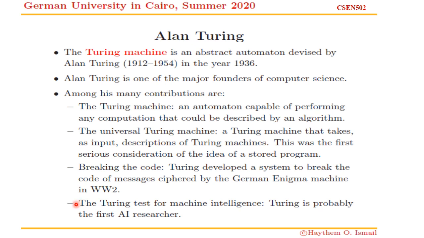And the last contribution that we will mention is what is called the Turing test for machine intelligence. And this is a test that Turing proposed to use in order to decide whether a computer or a machine in general is intelligent or not. And in a way, Turing has been the first AI researcher, if we take that to be a contribution to AI, which indeed it is.